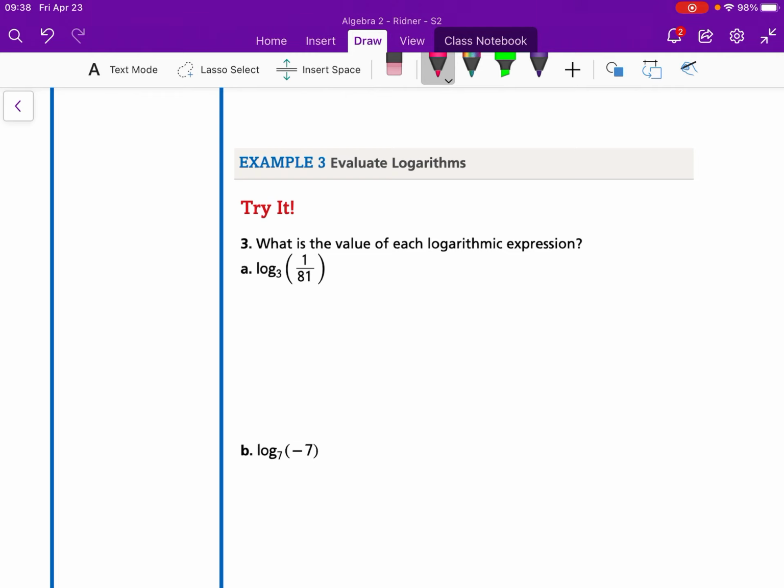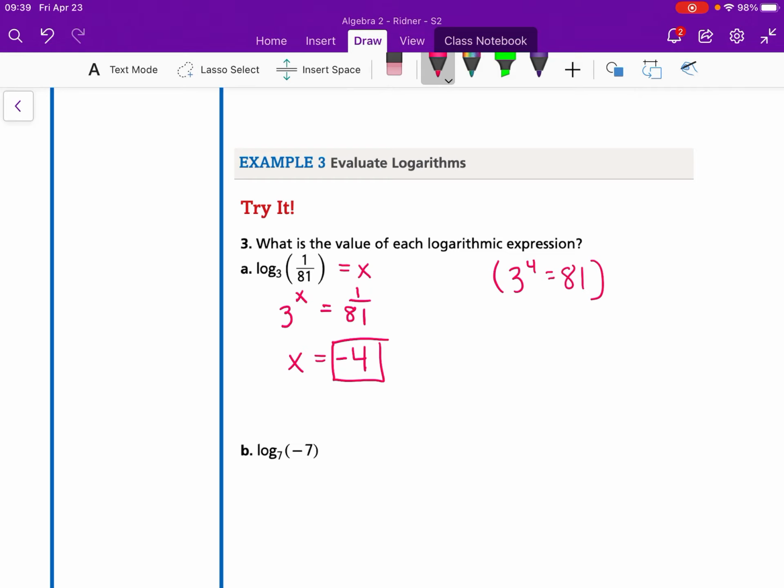All right. So what is the value of the logarithmic expression? So if I think about converting this to forms, I could say 3 to the x power equals 1 over 81. So I could use my brain power, and I know that 3 to the 4th power is 81. So side note, 3 to the 4th power is 81. But I need it on the denominator, so that means I need to make it a negative. So x would have to equal negative 4.